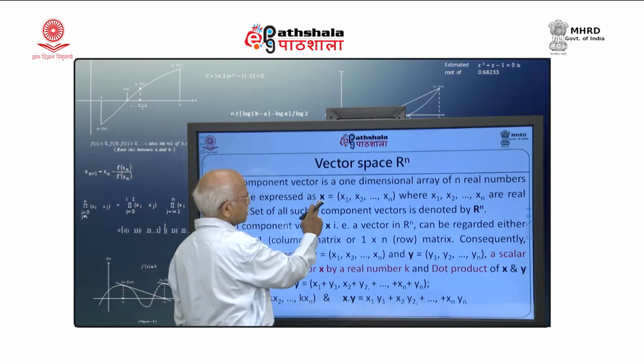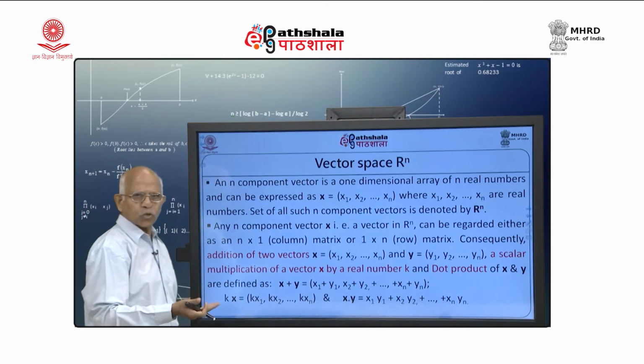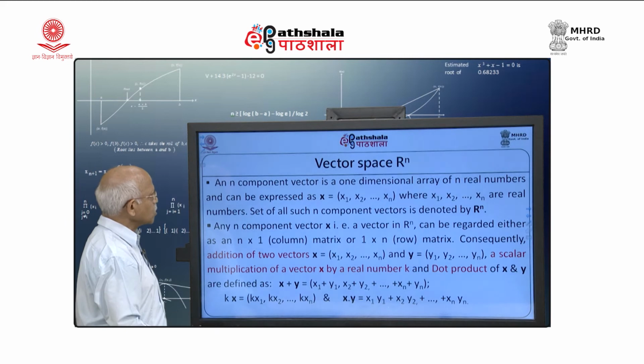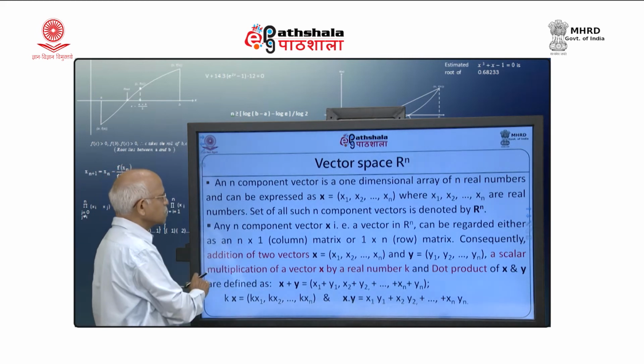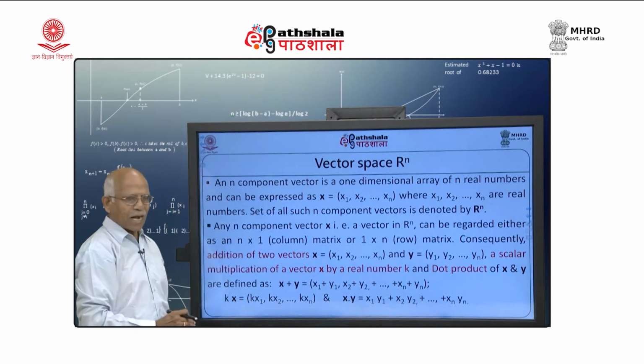So, any vector representation is like this. These are the components. It is similar to a row vector in a matrix. So, x bar equals x 1, x 2, x 3, ..., x n, where x 1, x 2, x 3, ..., x n are real numbers, and the set of all such n-component vectors is denoted by R n.